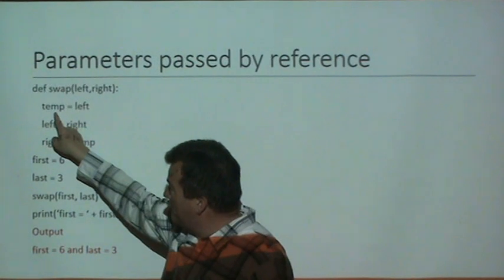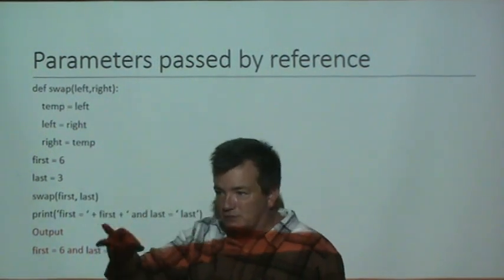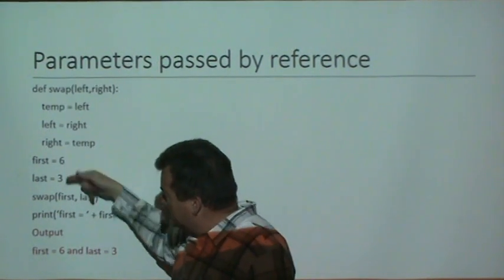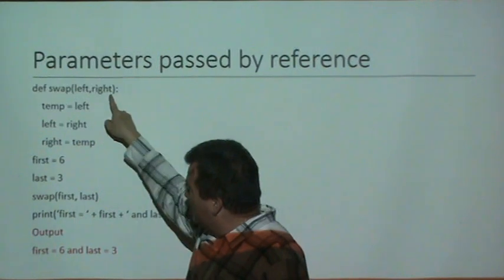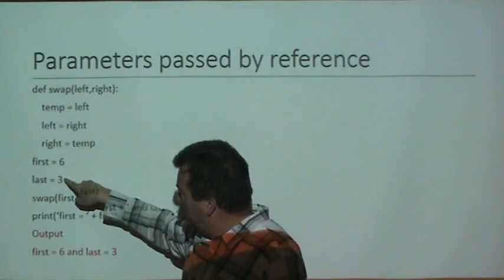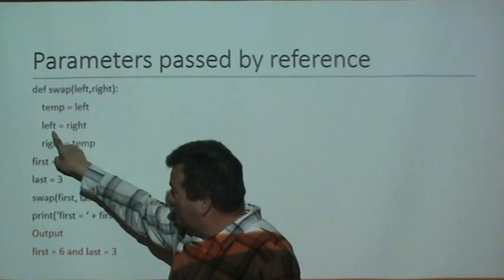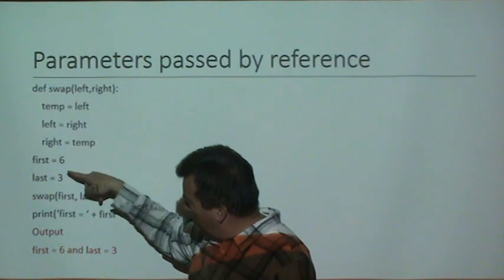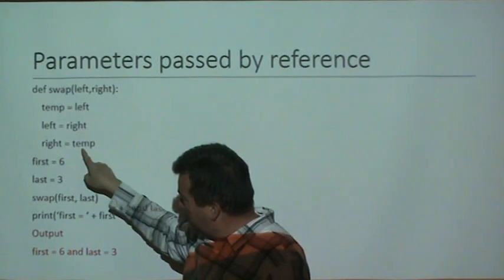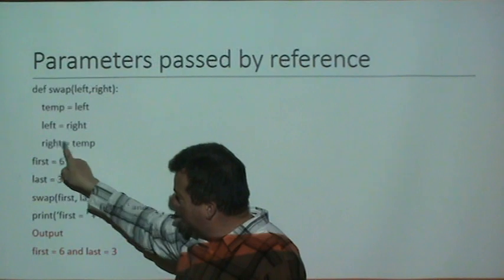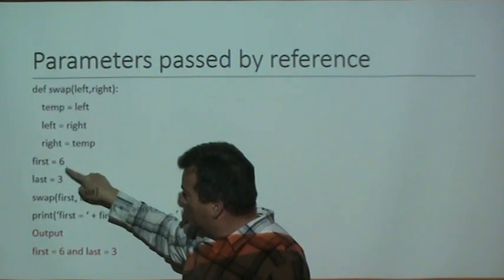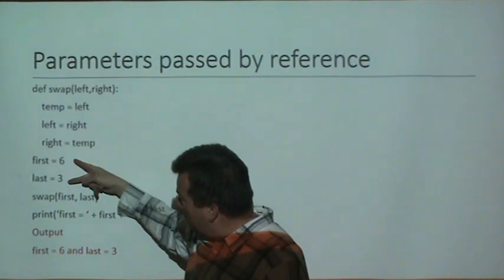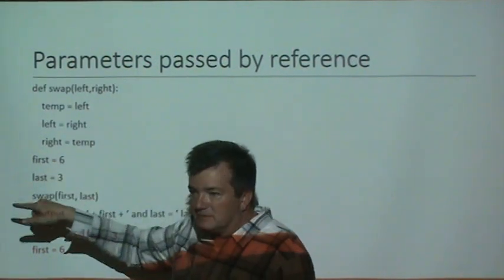So now when temp gets created, it refers to the same piece of storage that left, and therefore first, are referring to. It's referring to the 6. Last and right are referring to 3. So if I now say the left reference now refers to whatever right was referring to, left is now referring to the 3. And if I say right refers to whatever temp was referring to, the right reference is referring to the 6. So the left and the right swapped, but the first and the last never changed.